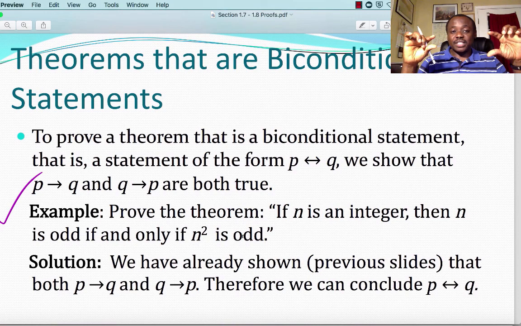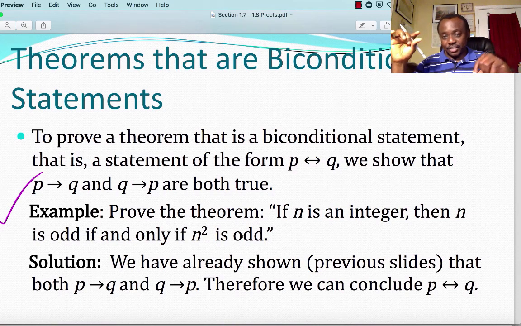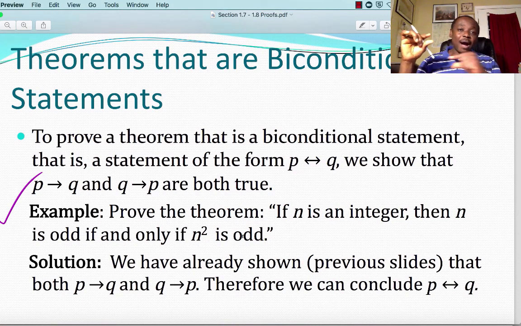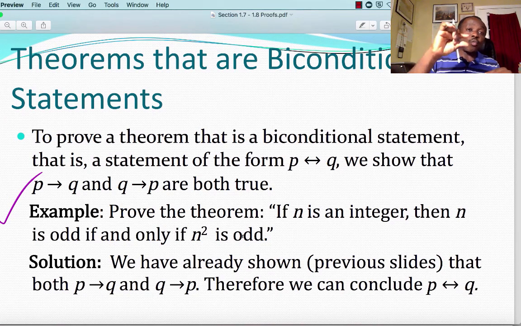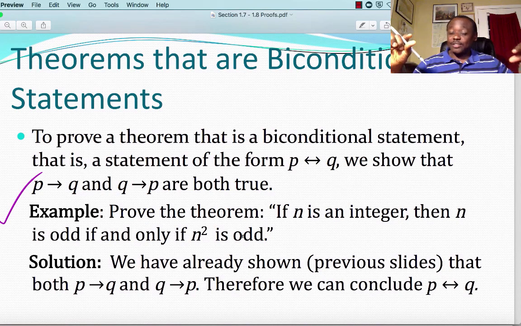So what we do is we prove the forward direction and then we prove the backward direction. And at times, one direction might go with a direct proof and the reverse direction might go with an indirect proof. For example, for this problem, we want to prove that n is odd if and only if n squared is odd. The forward direction would be: suppose n is odd.